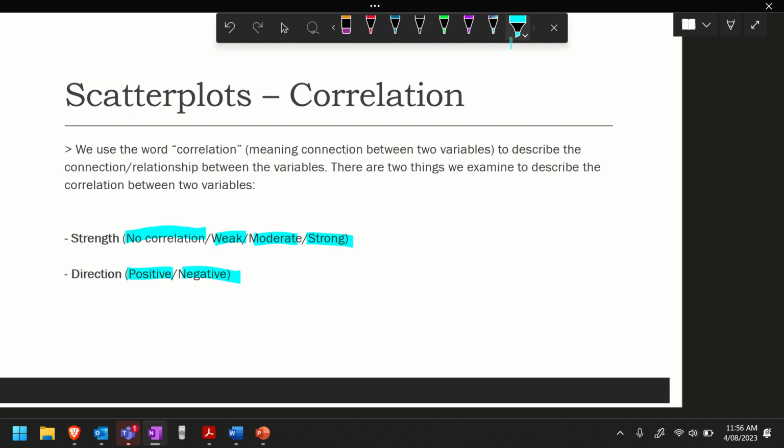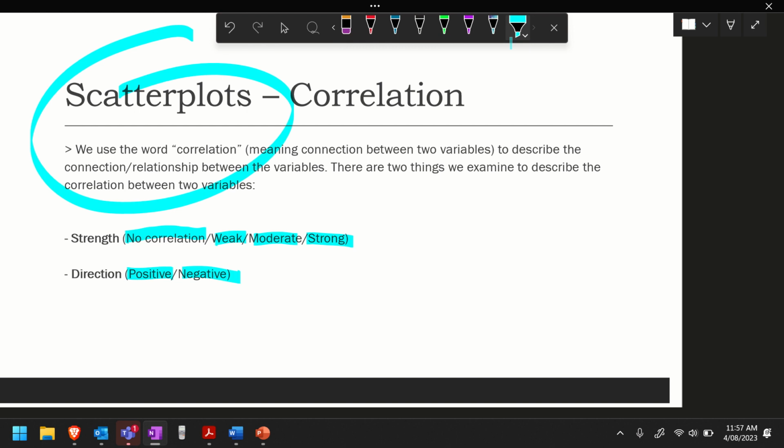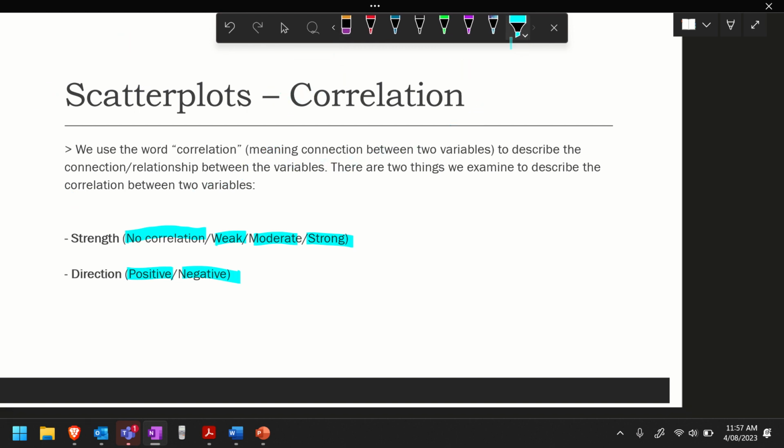Okay, so try not to get this confused with time series though. When we look at scatter plots, this is what we use. Time series is just the trend. You don't talk about the correlation for time series. So just don't get them confused, please.